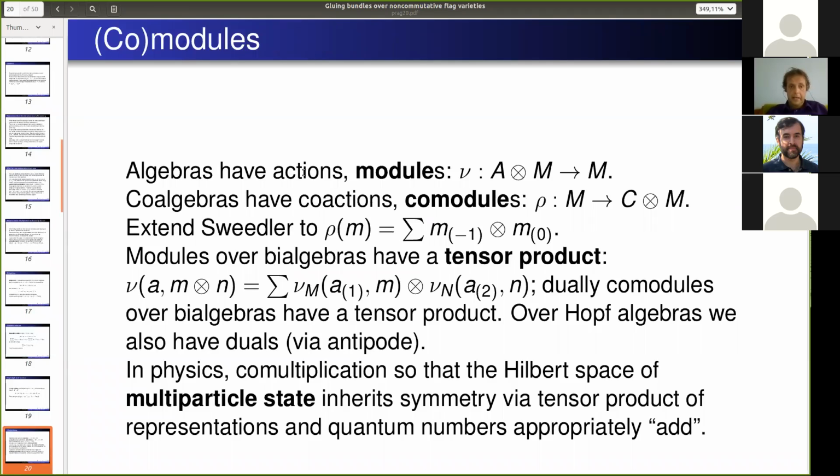co-multiplication. So algebras have modules, co-algebras have co-modules. Also those comonads, they are like co-algebras in the category of endofunctors, and they also have co-modules. So here, out of two pieces, you make one, and here, out of one piece, you make two. And modules over bialgebras have a tensor product. That's the fact that I told you, that you have a monoidal category. And in physics, this is related to being able to do multi-particle states.